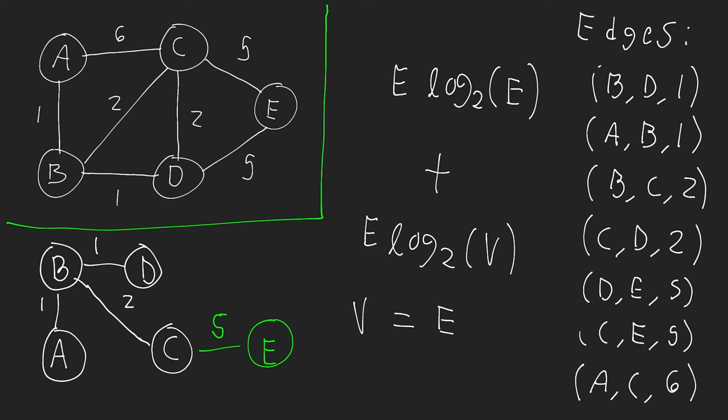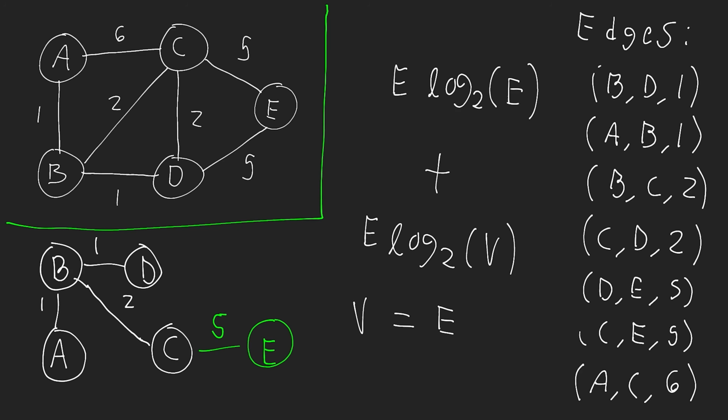Now, E is always going to be at least V minus 1, okay? So E is always greater than or equal to V minus 1 because V minus 1 is the minimum number of edges required to have a connected graph. And in this case, we have a connected graph. So if we say the number of edges is greater than or equal to V minus 1, then that means that we can remove the 1, and we can just say that E is greater than or equal to V.